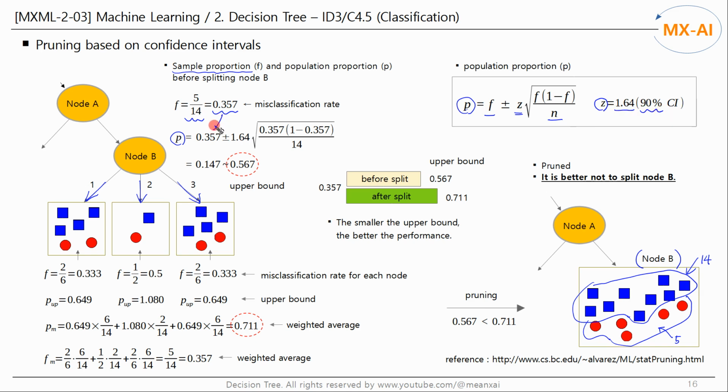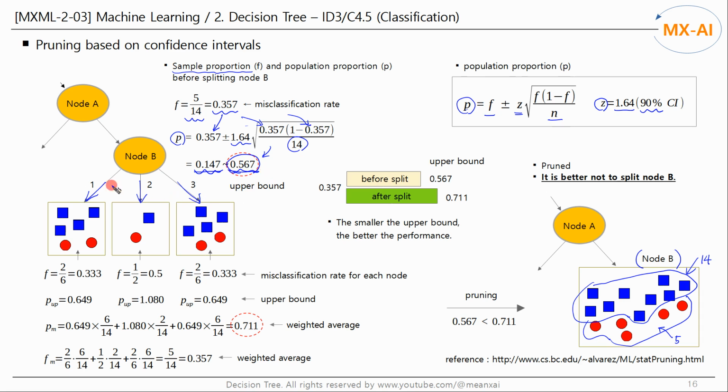By substituting the sample proportion F, the critical value Z, and the number of data points N into this formula, the population proportion is calculated as follows. The results range from 0.147 to 0.567. We can be 90% certain that the true misclassification rate that led to the observed misclassification rate of 0.357 will be between 0.147 and 0.567. The upper bound is 0.567.